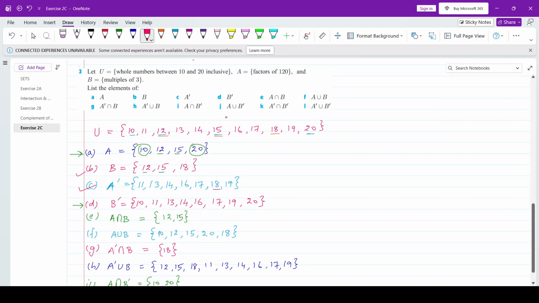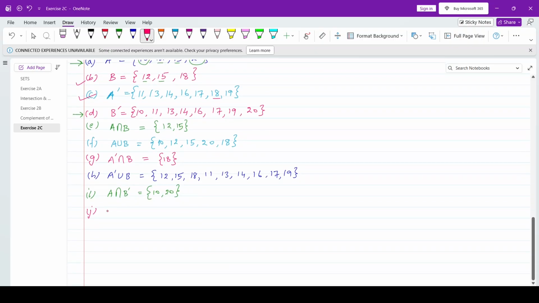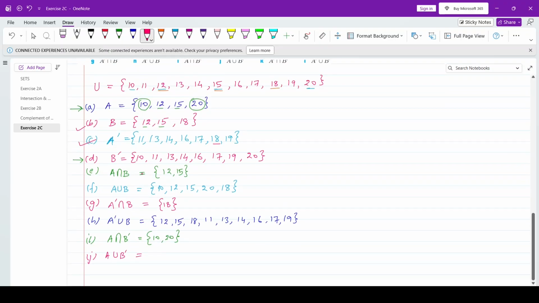Part J. A union B prime. So we have got to consider these two sets A and B prime, and then write all the terms: 10, 12, 15, 20, 10 we have already taken, 11, 13, 14, 16, 17, and 19. 20 we have already taken.